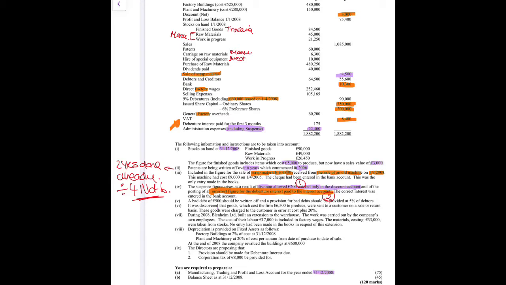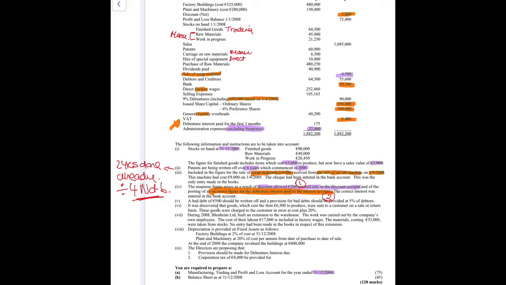Point 5 here now is a bad debt of 500 euro should have been written off. Okay, so that means that someone has gone bankrupt. We are never going to see that 500 euro. So you need to label the 500 euro as a bad debt, and reduce the debtors by 500 euro as well. And we would have just adjusted the debtors here in point 4, so you need to carry that debtors figure down.